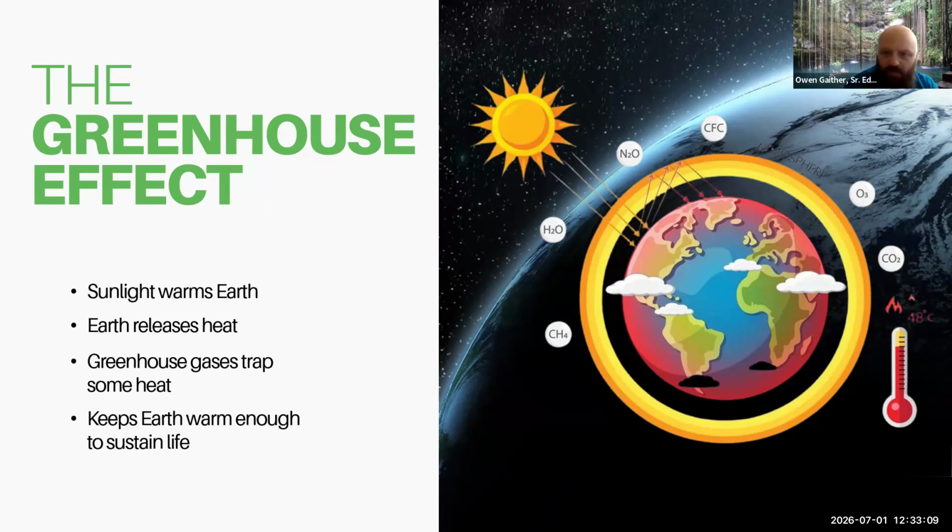Where does that heat come from? That heat comes from your body. So you're trapping the body heat in, right? The atmosphere works very similarly in the greenhouse effect.